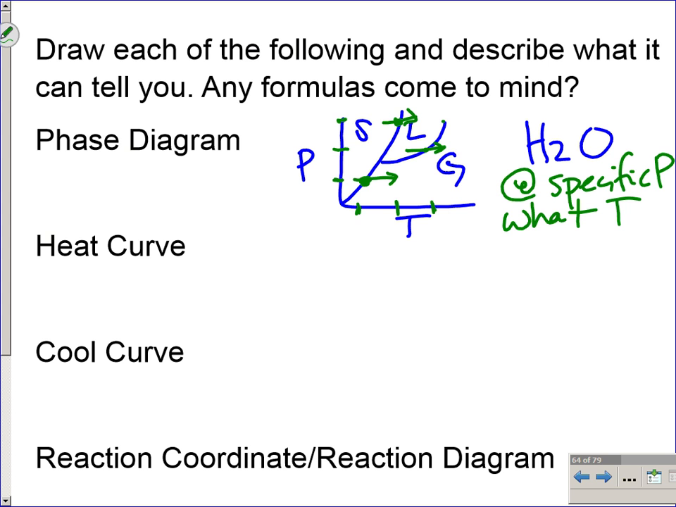So we only look at the specific pressure. We determine what temperature it boils, freezes, and all those other phase changes that could occur. Great job, guys. All right, so next, Frank, what does a heat curve look like?